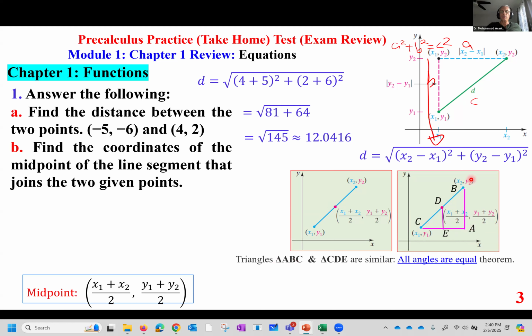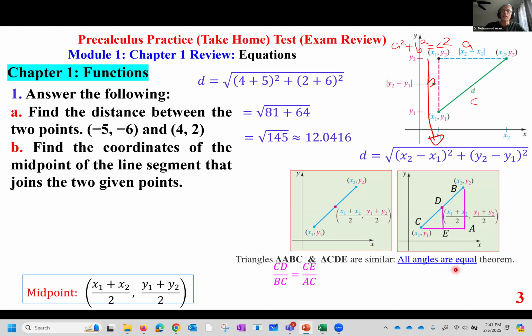Triangle ABC, the big one, and the CDE, this is the symbol for triangle, are similar. Similar figures mean corresponding angles are equal. As you can see, this is a common between the two. This is a 90-degree angle, this is a 90-degree angle, and of course, these two are equal. And because all angles are equal, they're considered similar. As a result, the corresponding sides are in proportion. That's the definition of a similar.